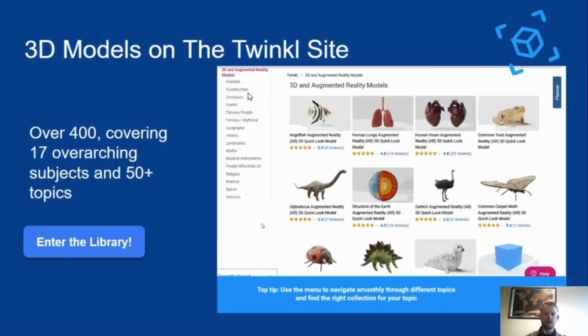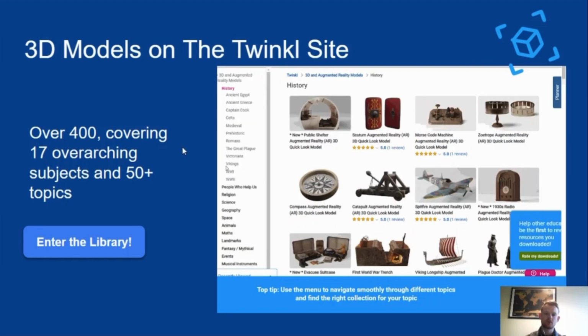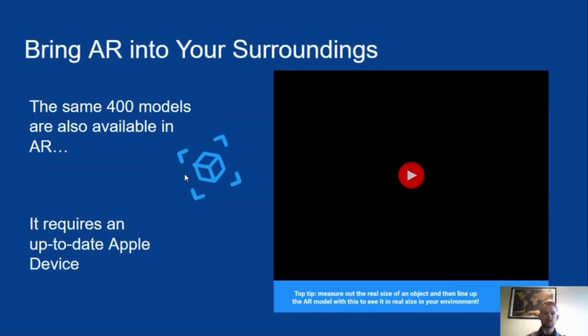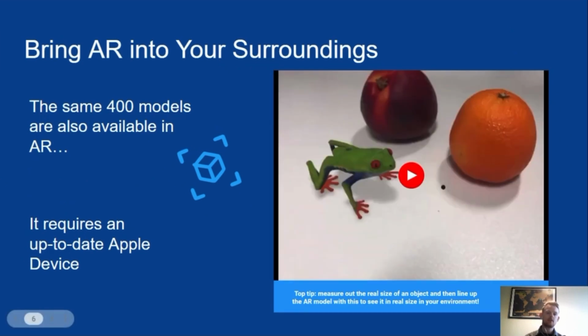As you can see here, there's a view full screen button as well, which takes out any distractions from the screen. Okay, moving swiftly on. So that's a 3D model on the desktop site. I've mentioned there's over 400 of them, and it's also fair to say that all 400 of them are also available in augmented reality.